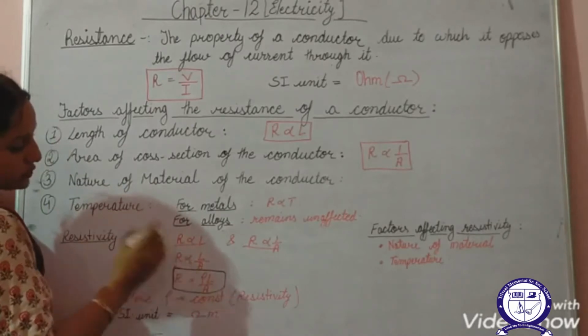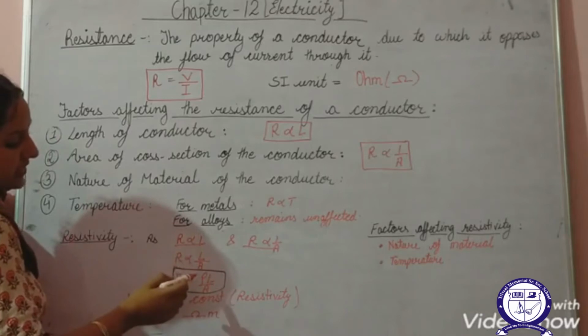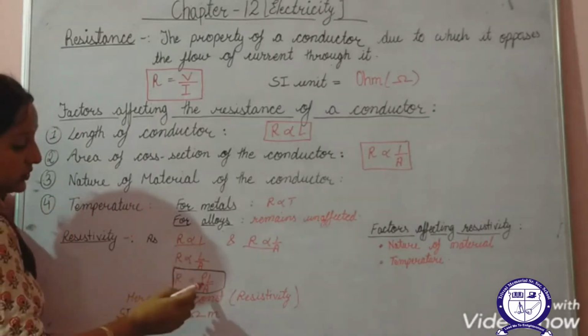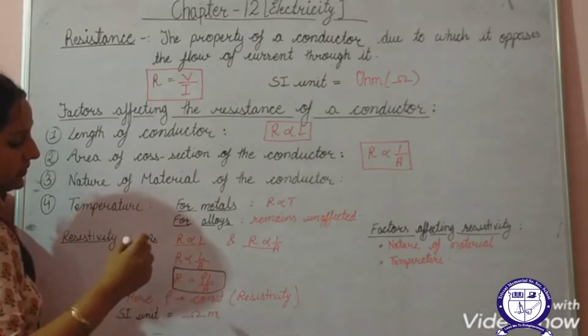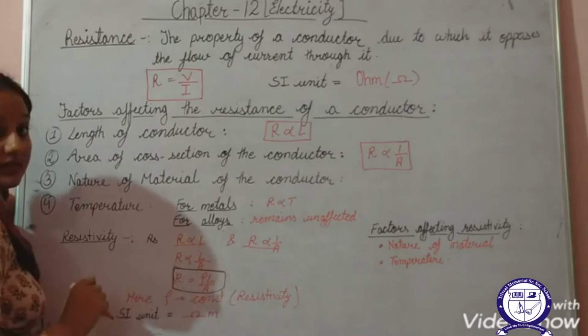Now here a proportionality sign is there. If I want to replace the proportionality sign with the equal to sign, then I have to introduce a constant of proportionality here. So this rho is the constant of proportionality. This rho here is known as resistivity.